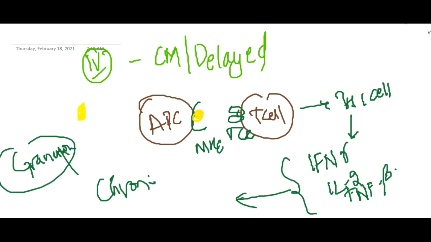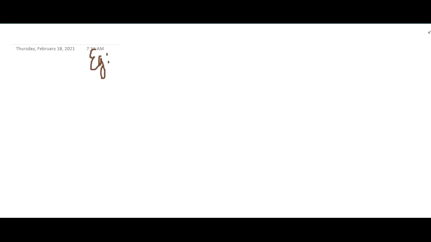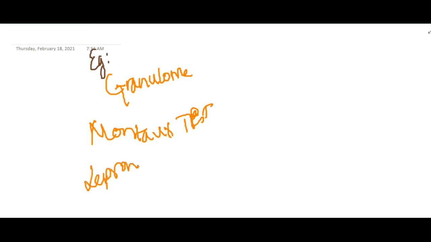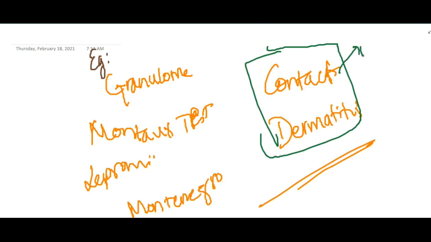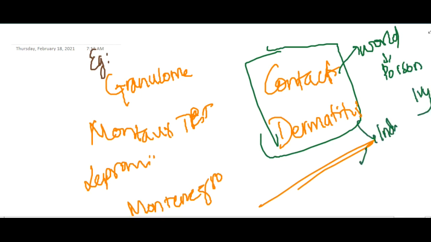In some cases, not in all, but in some cases. So examples of the type 4 hypersensitivity reactions are the formation of granuloma, and some skin tests like Mantoux test, which is done for tuberculosis, then Lepromin test, which is done for leprosy, and Montenegro test, which is done for leishmaniasis, and it also includes contact dermatitis. So these are the type 4 hypersensitivity reactions. Okay, what are the causes of this contact dermatitis? If you see in the world, it is caused by poison ivy, whereas in India it is caused by detergents and artificial jewelry. Usage of detergents and artificial jewelry results in contact dermatitis.